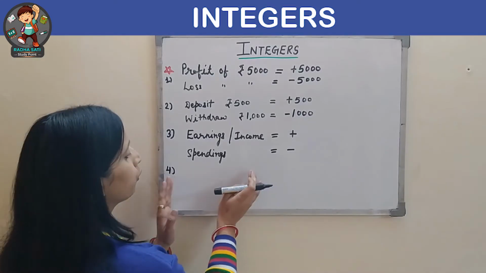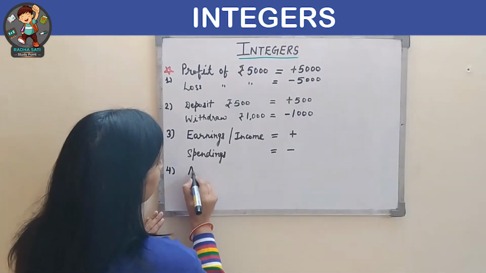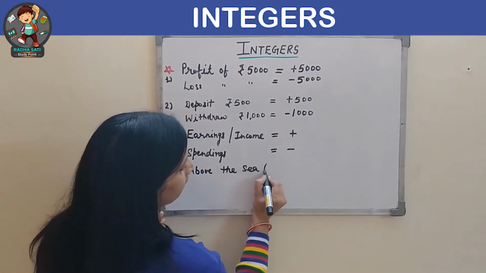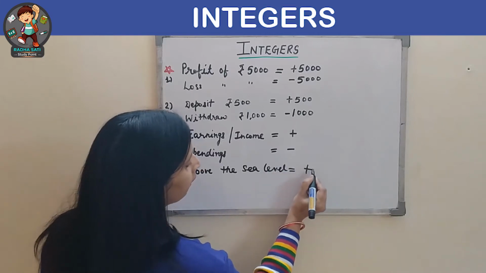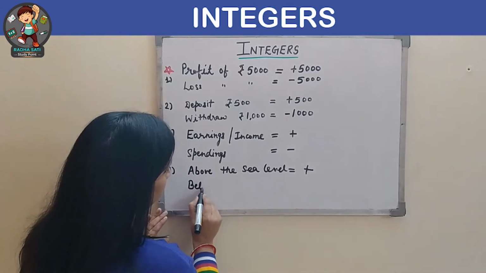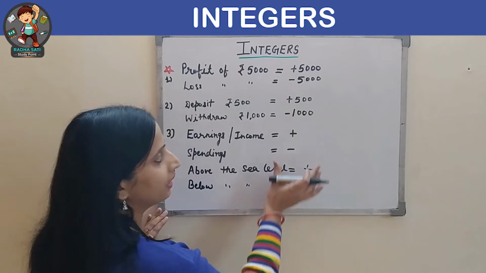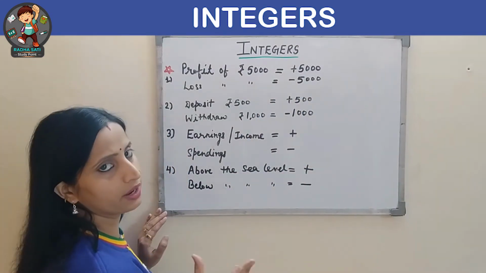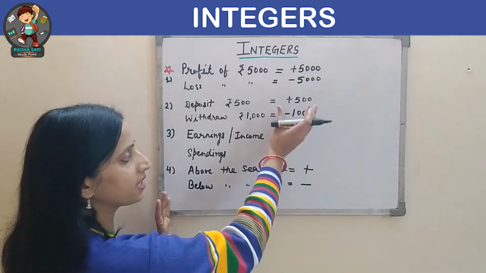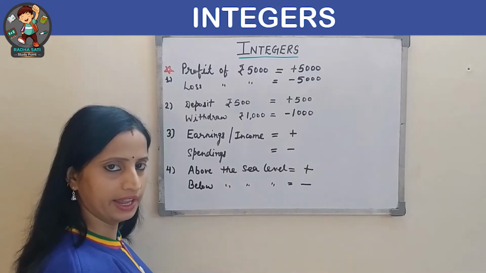One more example. If the height of a place is above the sea level, then for that we can use the plus sign. Or if the height of a place is below the sea level, then for this we will use the negative sign. So similarly, there are many more situations in our real life where we can use these plus and minus signs, or we can find integers in our real life.